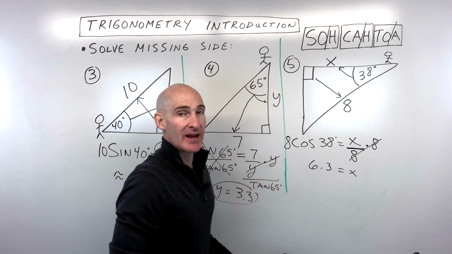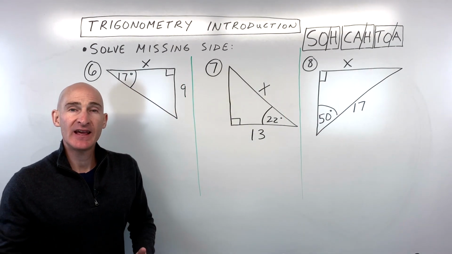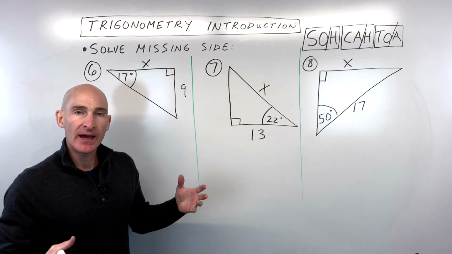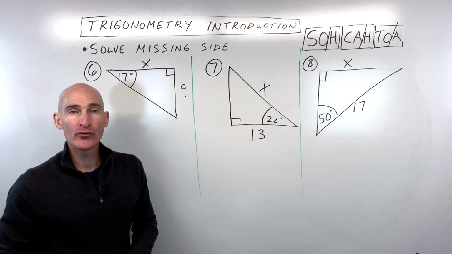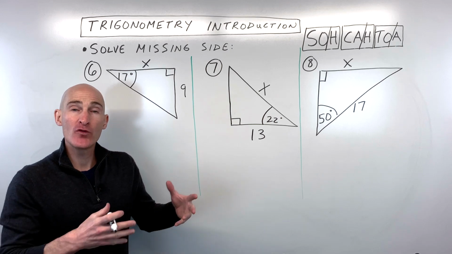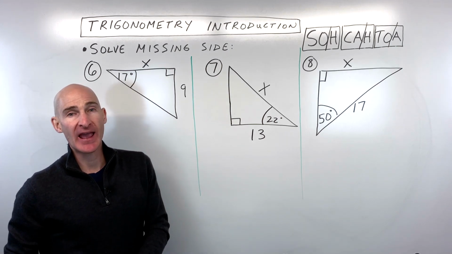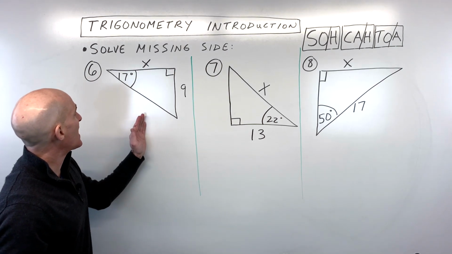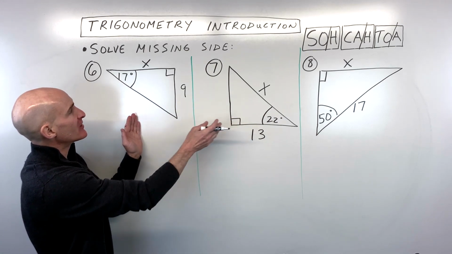That's that missing side. Okay, for numbers 6, 7, and 8, see if you can pause the video and attempt these problems on your own. We'll go through them together, but it's good to practice just to make sure you really have a feel for it before we move on to solving for the missing angle. So here we're solving for the missing side. What would you do for numbers 6, 7, and 8?